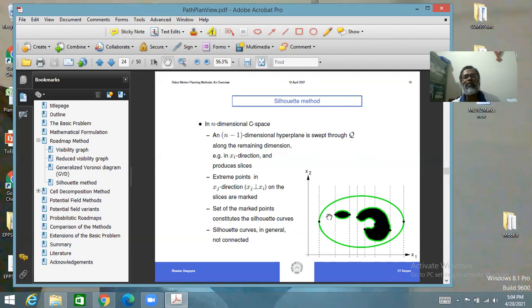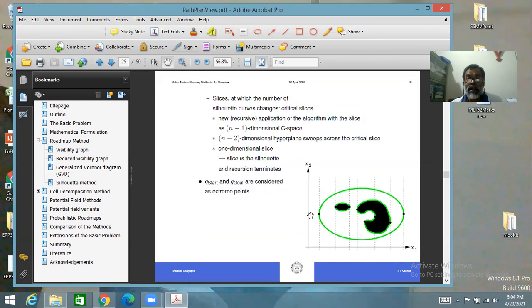Complex. Okay? So such slices where the changeover takes place are called critical slices. And at each of the critical slices, I have shown you the critical slices by the dashed lines. Q start and Q goal are also called among the extreme points. Now, along the critical slices, you do something more. What you do? Slices at which the number of silhouette curves changes are called critical slices.